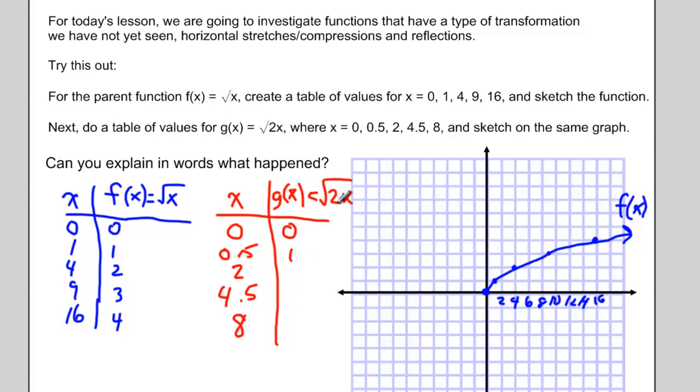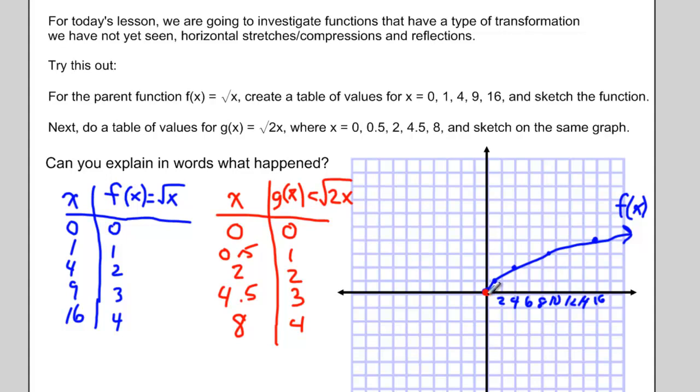2 times 2 is 4. The square root of 4 is 2. And 4.5 times 2 is 9. The square root of 9 is 3. And 8 times 2 is 16. The square root of 16 is 4. I get whole numbers. So let's plot these.